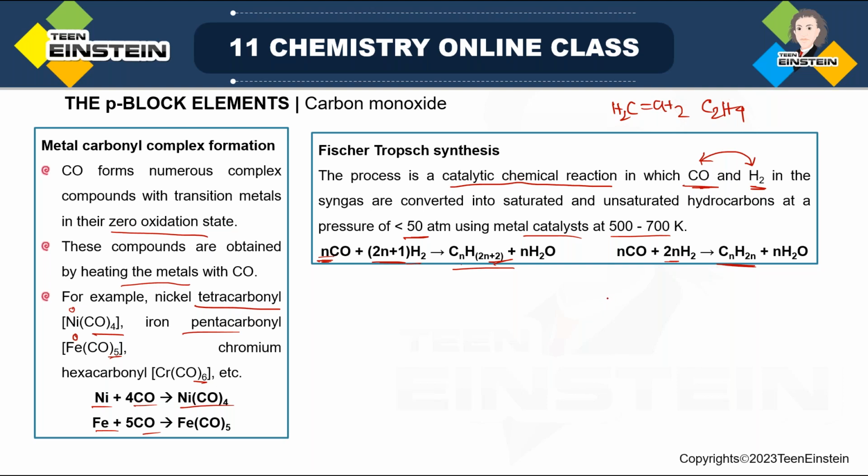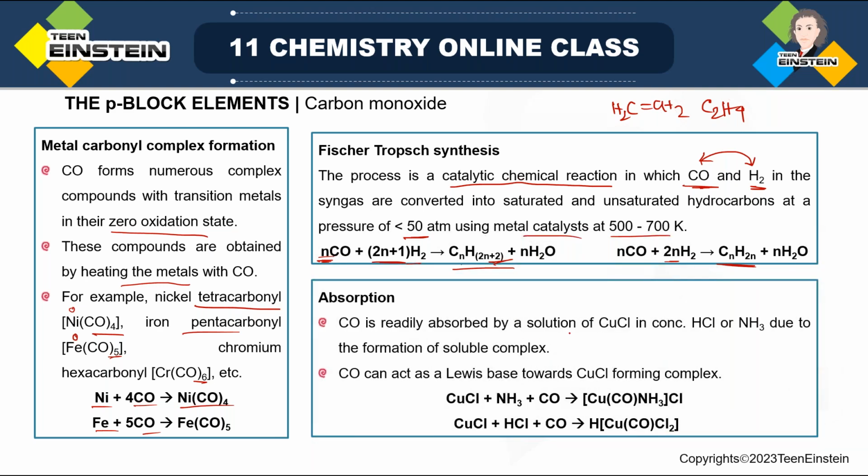This synthesis of hydrocarbons is known as Fischer-Tropsch synthesis, where we are using this syngas mixture of CO and H2, but the mole ratio will be different depending on what you are trying to make, saturated or unsaturated hydrocarbon.